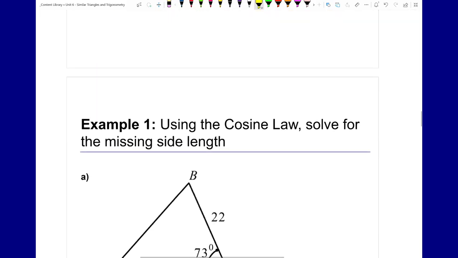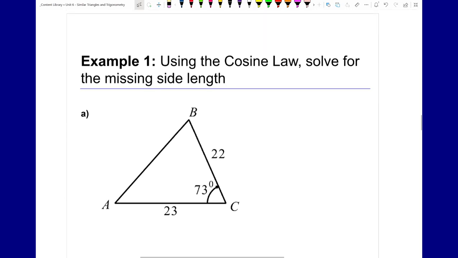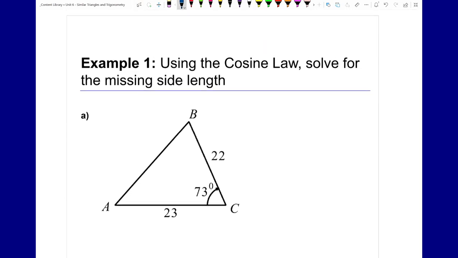So let's use the cosine law to solve for the missing side length. Again, we're going to go through, use our formulas to find it. So here, if we tried to use sine law, it wouldn't work. There's not enough information, and we do have a contained angle. This angle of 73 is contained between this side of 23 and this side of 22. So this is what I'm referring to when we say a sandwiched angle. There's an angle sandwiched between two sides.